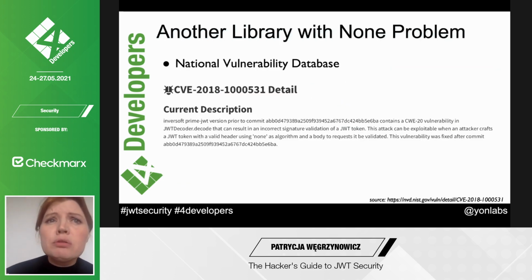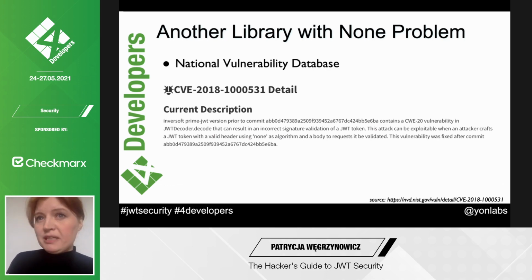And it's not the only library with the none problem. When we search the National Vulnerability Database, we can find many, many more issues related to JSON Web Tokens. One of those issues reveals the none problem in another library, albeit much less popular. Check out the year of the entry. The issue was raised in 2018, so only 3 years ago. How many applications are not patched yet? Who knows?